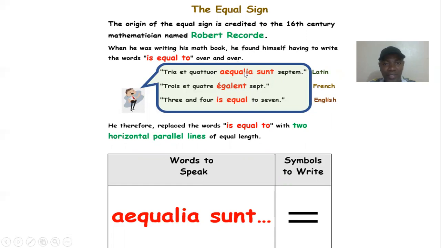So therefore now, instead of writing all of these, what he did was replace the words "is equal to" with two horizontal parallel lines of equal length. All these words became two equal parallel horizontal lines. And we call it the equal sign. Okay, words to symbols.